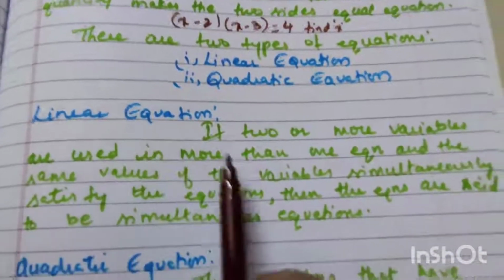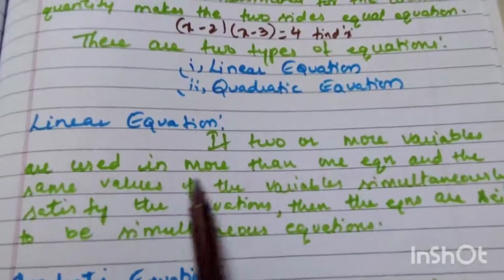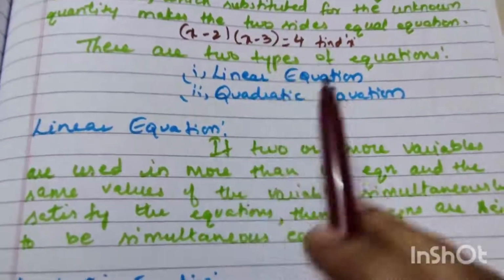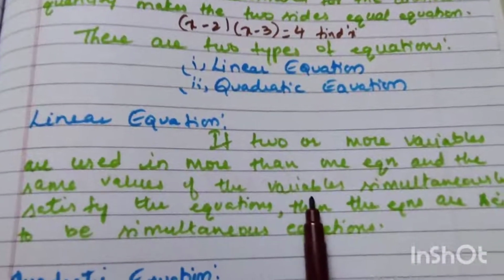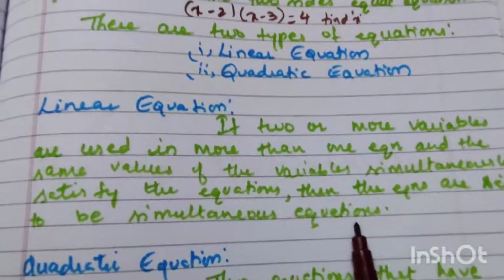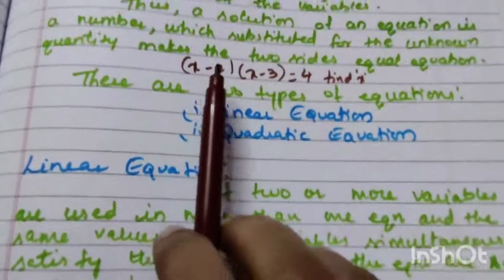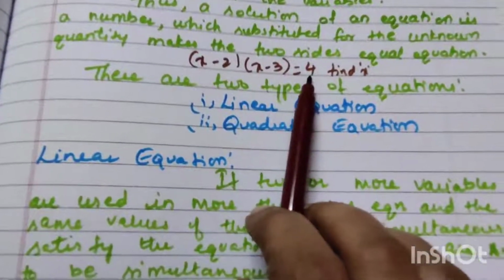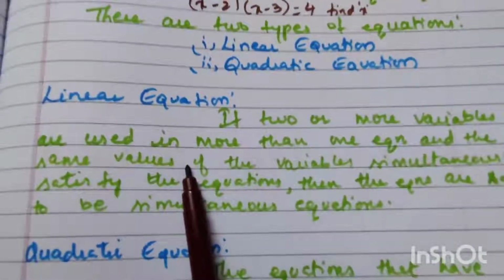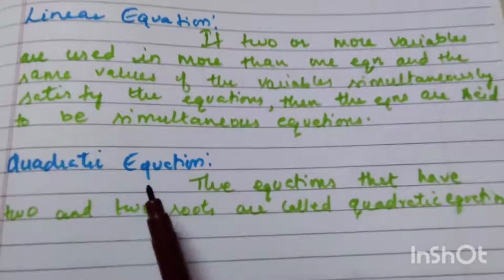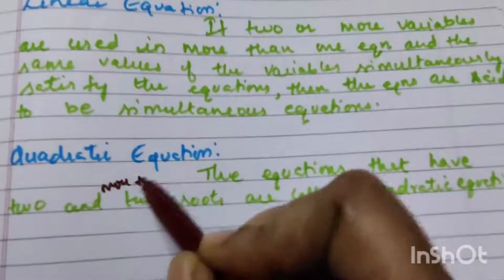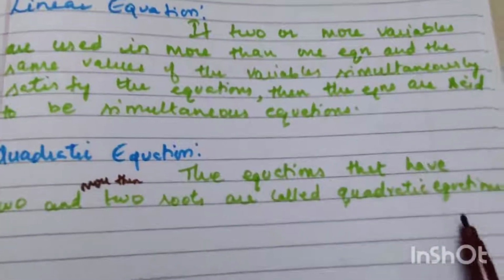What is a linear equation? If two or more variables are used in more than one equation, suppose x minus y and y plus 3, something like that, and the same values of the variables simultaneously satisfy the equations, then the equations are said to be simultaneous equations. That means linear equations. Suppose you solve and you get the same value on the right hand side, then this is said to be a linear equation. Now we'll see the quadratic equation. The equations that have more than two roots are called quadratic equations.